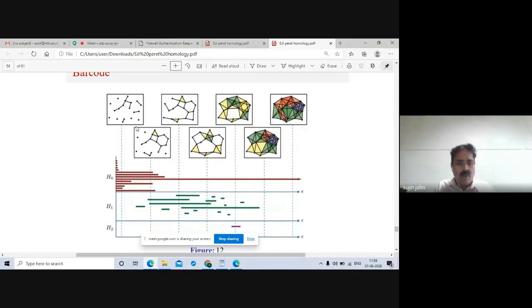Therefore, in H0, you can see that for a particular value of the filtration parameter, you will get the bars here. This is the persistence over H0, this is the persistence over H1, and this one is the persistence over H2. In that way, we can get an idea of what the shape of the data is.